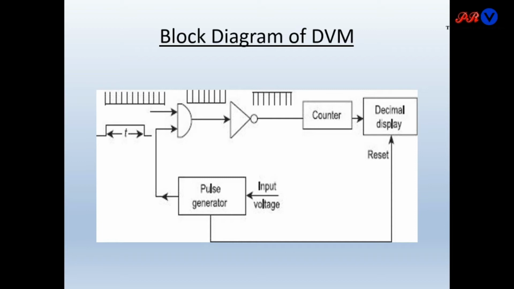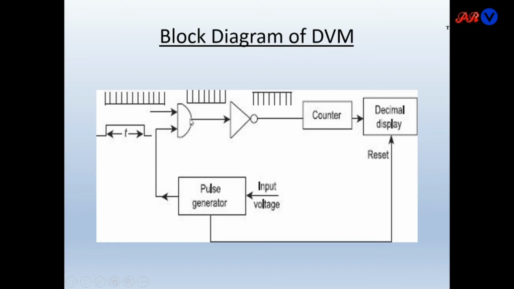This is the block diagram of DVM, digital voltmeter. This is our input voltage whose voltage we want to measure. This is our pulse generator circuit. This voltage is given to the pulse generator circuit, and this pulse generator circuit provides a pulse, and the duration or width of the pulse is proportional to the applied voltage.